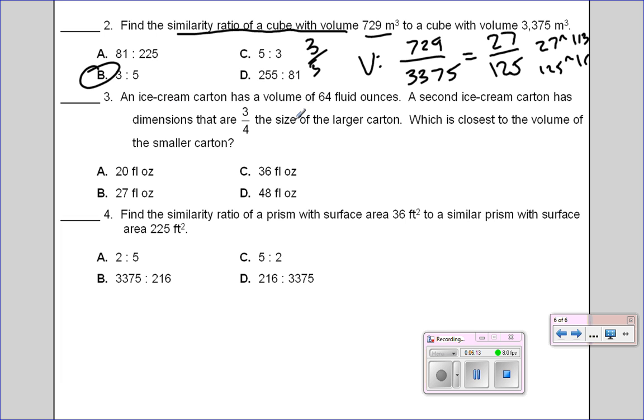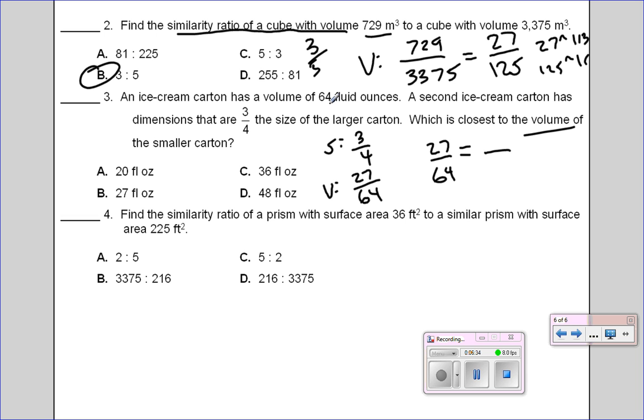An ice cream carton has a volume of 64 fluid ounces. A second ice cream carton has dimensions that are 3/4. So my similarity ratio is 3 over 4. I want the volume, so I have to cube this. 3 cubed, 27. 4 cubed, 64. So 27 over 64 is my ratio.